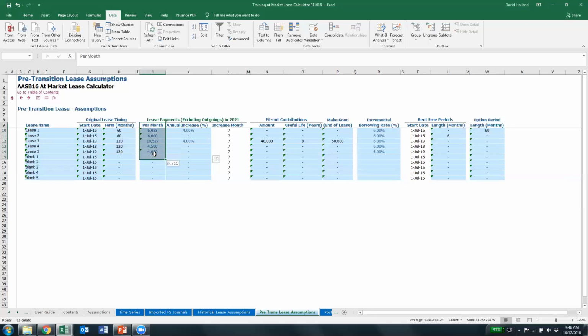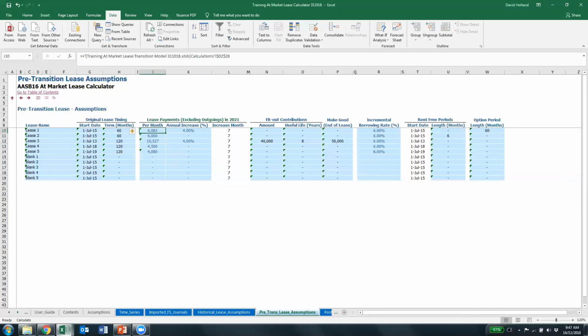And then what you need to make sure is that these per month payments are for July 2020. So it's the first month in the financial year you're completing. So we are completing 30 June 2021. So these payments represent July 2020.